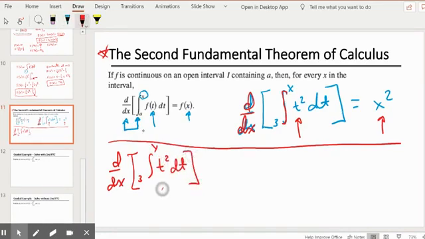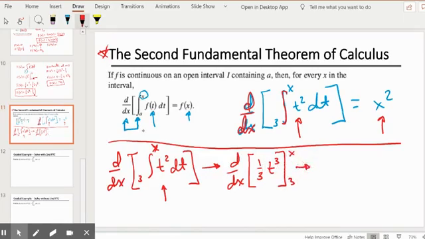So with parentheses, you always work from the innermost set and work your way out. The antiderivative of t squared is going to be 1/3 t cubed. So we found the antiderivative. The bounds of integration are here. Now, the fundamental theorem of calculus tells us to plug in the top bound first. We have 1/3 x cubed minus 1/3 times 3 cubed.